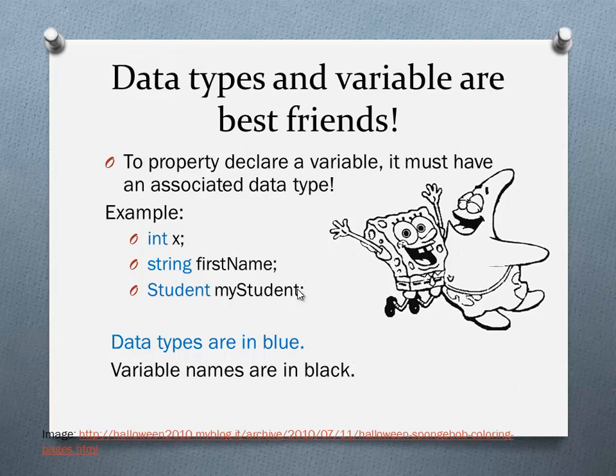Items in blue are your data types. Items in black are your variable names. Hopefully this is kind of gelling for you again. The top two, just again, kind of a point of reference, int and string are our primitives. Those come along with the language. Ints hold whole numbers. Strings hold strings of text in quotes. Student is a class that I would have had to create. That does not exist as part of the .NET framework or a primitive type.